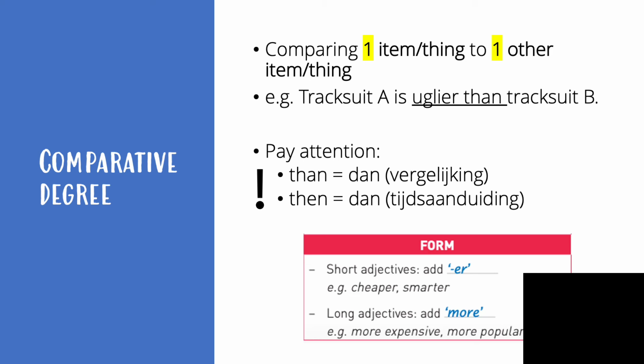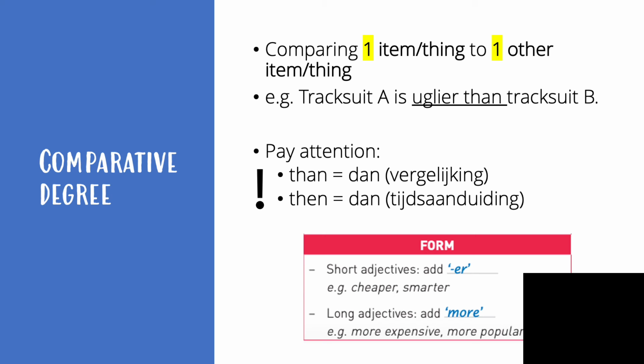Nu, hoe vorm je de comparative degree van die adjectives? Hoe vorm je de vergelijkende trap van die bijvoeglijke naamwoorden? Als je korte adjectieven hebt, so short adjectives, you add ER to the adjective. Dus je voegt gewoon ER toe aan de adjectieven of aan de bijvoeglijke naamwoorden. For example, cheap, goedkoop, wordt dan cheaper. Of smart, slim, wordt smarter.